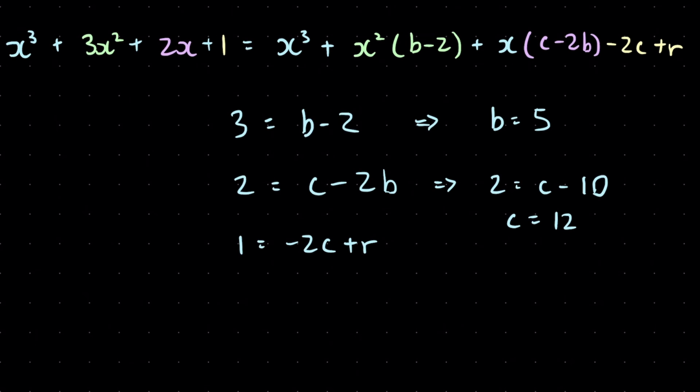And now that we know that c is equal to 12, to solve the third equation, we can just sub in c is equal to 12. So we get 1 is equal to negative 2 times 12, so negative 24, plus r. So in this case, r is equal to 25.